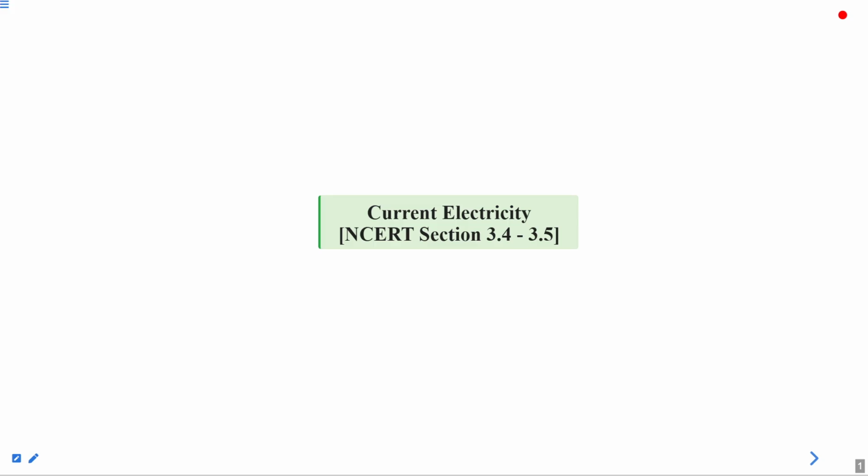So the topic that we are going to discuss today is current electricity, NCERT sections 3.4 to 3.5.